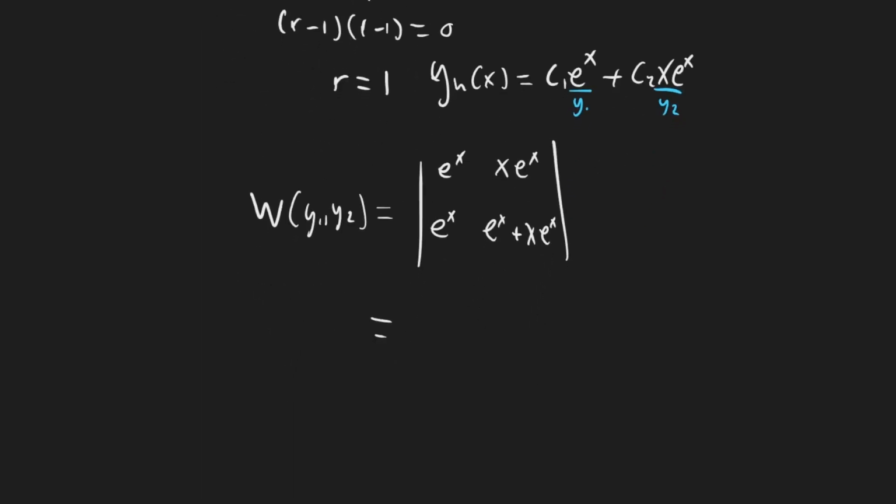And so we're going to have a e to the x times an e to the x plus x e to the x, minus a e to the x times x e to the x, like so. If you notice, this term is going to multiply here and give us a x e to the 2x, and this term is going to multiply here and give us a negative x e to the 2x. So those terms are going to cancel. We're just going to be left with this term right here, which is simply e to the 2x.